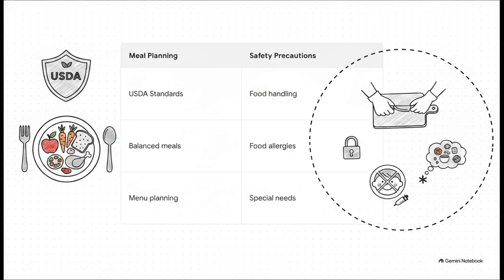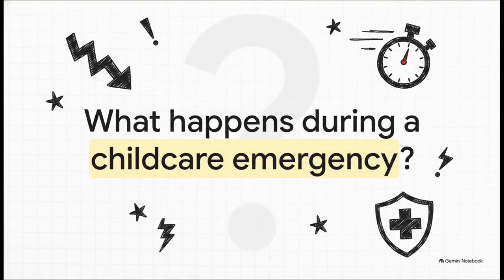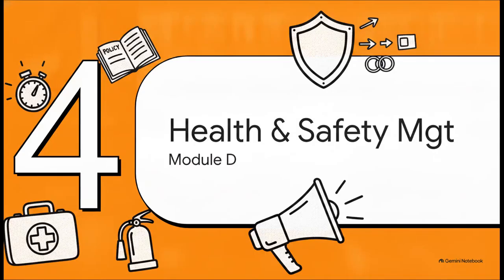The really cool part is that you won't just be reading about food. A major objective of this course is that you will actually plan developmentally appropriate meal settings. You'll design activities that promote healthy eating habits, basically turning mealtime from a high-stakes toddler negotiation into a really fun, rich educational experience. Now, you might be wondering, what happens when things don't go according to plan? What happens during a real childcare emergency? You need to know exactly how to react, zero hesitation. That takes us straight into Module D, Managing Health and Safety.